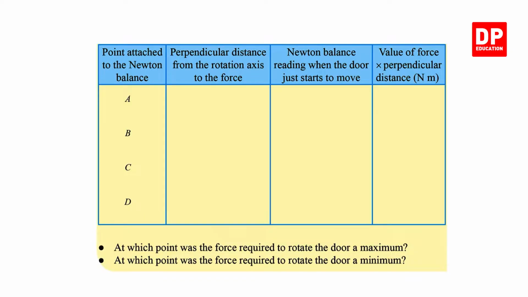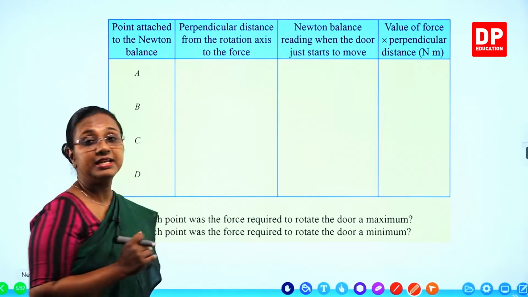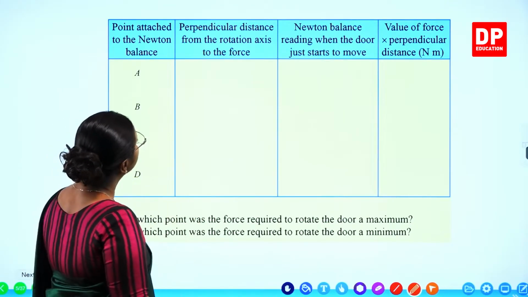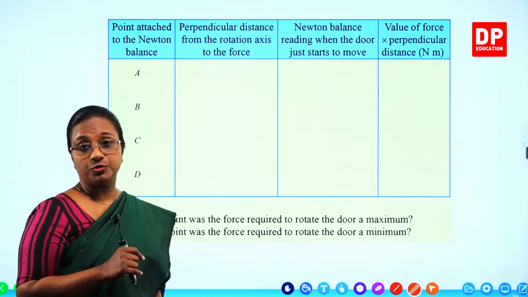So, this is a table that you need to fill in, students. Now, if you look at the first column, point attached to the Newton balance, that is A, B, C and D. Those are the 4 points that you need to have. Then the perpendicular distance from the rotation axis to the force.